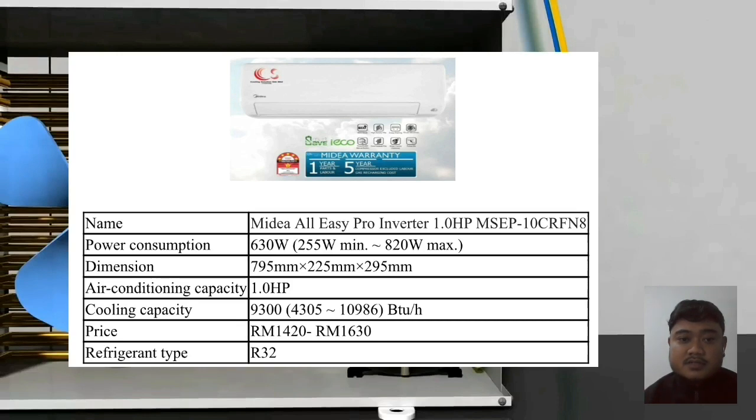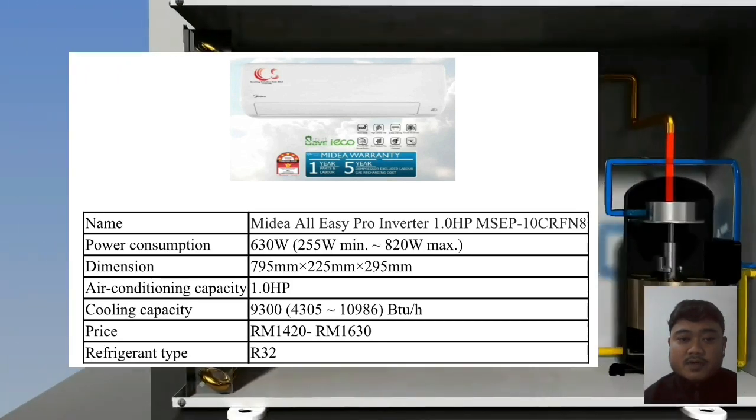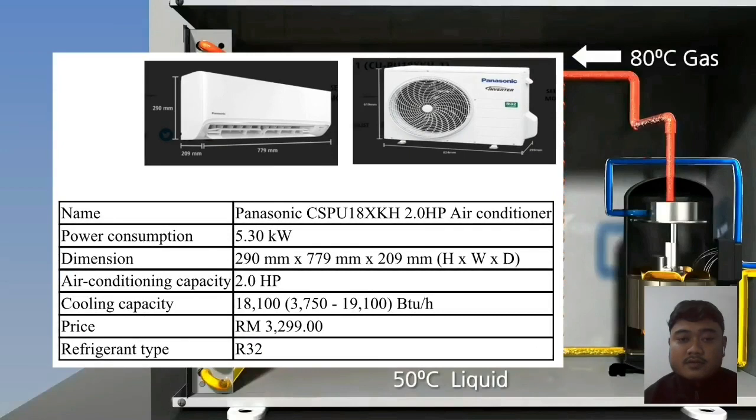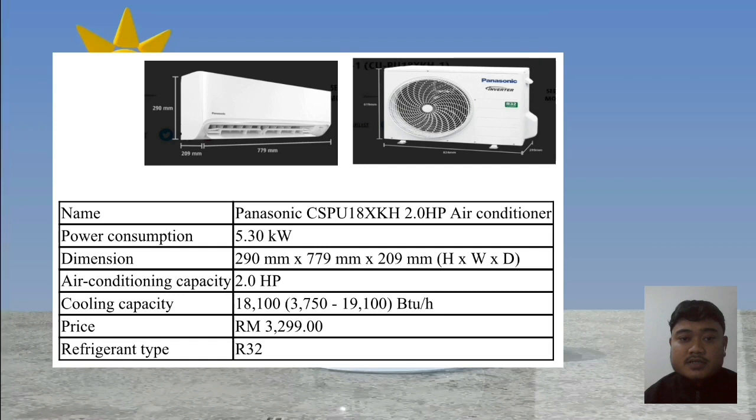Air conditioning capacity 1 horsepower and refrigerant type is R32 for bedroom 3 and bedroom 4. So this is the aircon we select for the family area: Panasonic CS-PU18XK8, 2 horsepower air conditioner. Power consumption is 5.30 kilowatt. So the air conditioning capacity is 2 horsepower and the refrigerant type is R32.